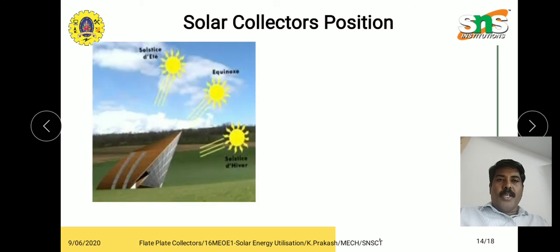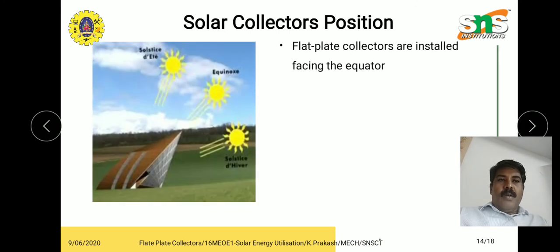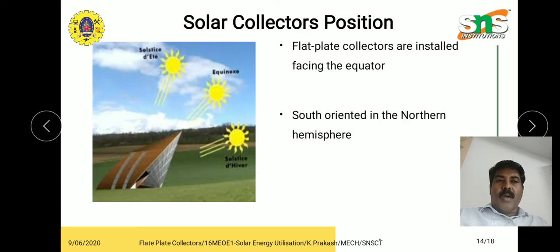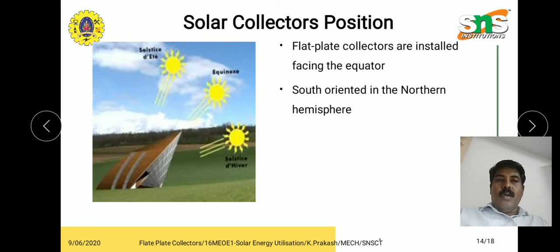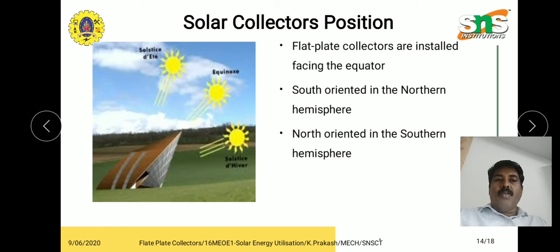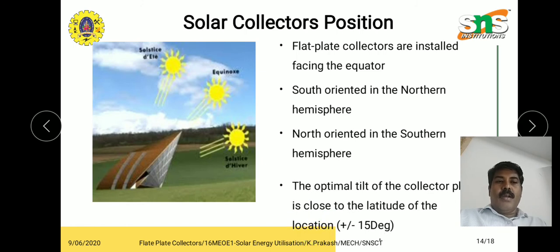And coming to the position, flat plate collectors are always to be installed facing the equator. So it should be south oriented in the northern hemisphere. When we are placing solar collectors in the northern hemisphere, they should face the southward direction, whereas in the southern hemisphere, they should face the north direction. This is to be taken into account to get the maximum efficiency of the solar collectors.